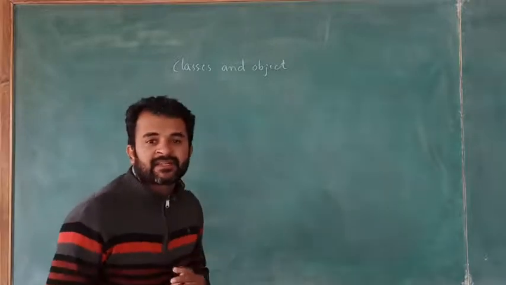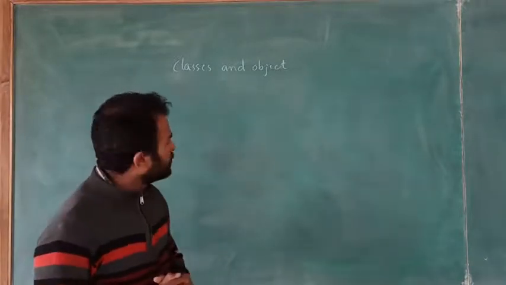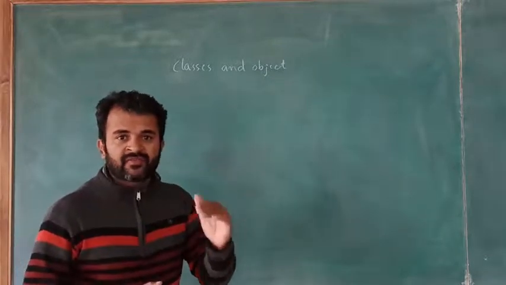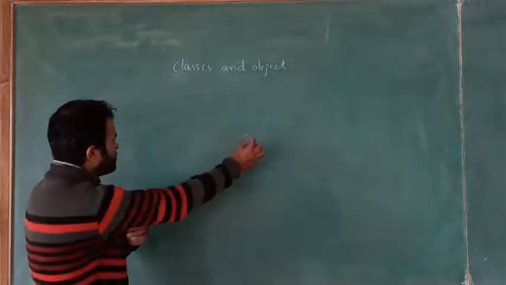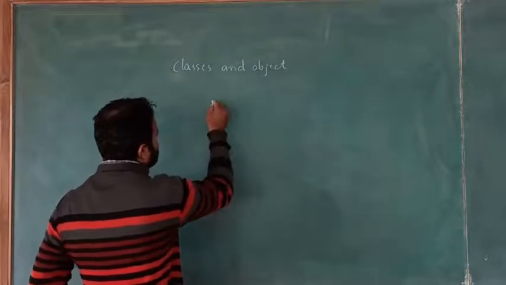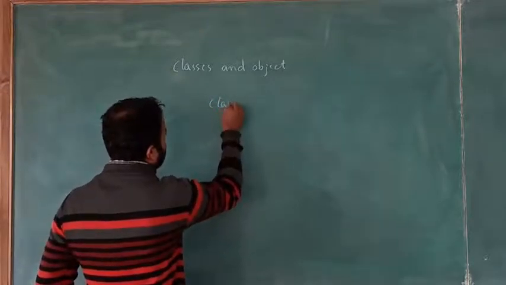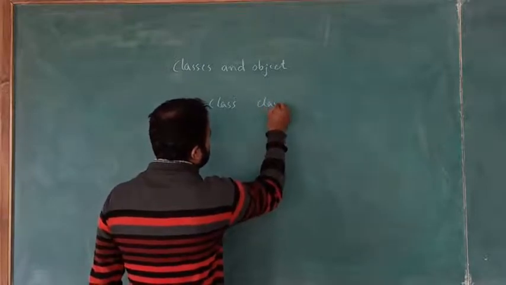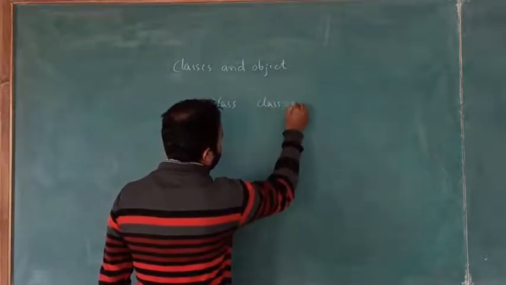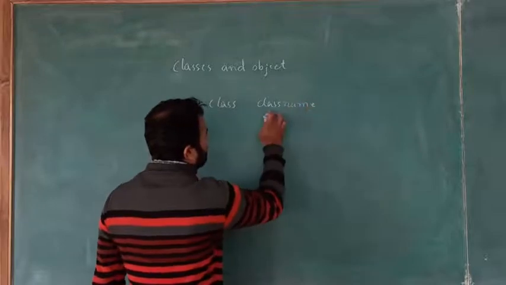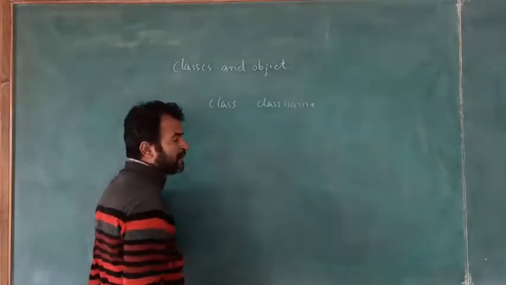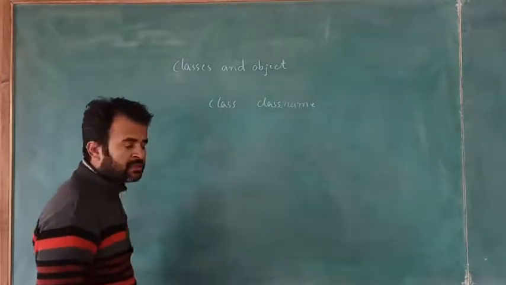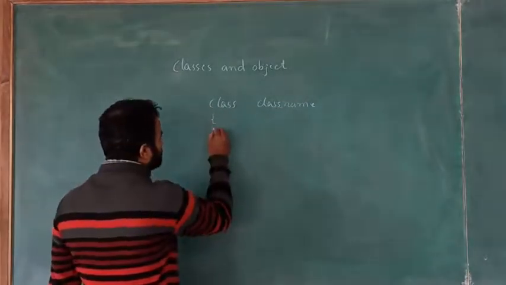So next, the syntax. Simple syntax for the definition of the class. First the keyword class, next the class name. For the class name we have to use an underscore where needed. Good. Next, open brace.